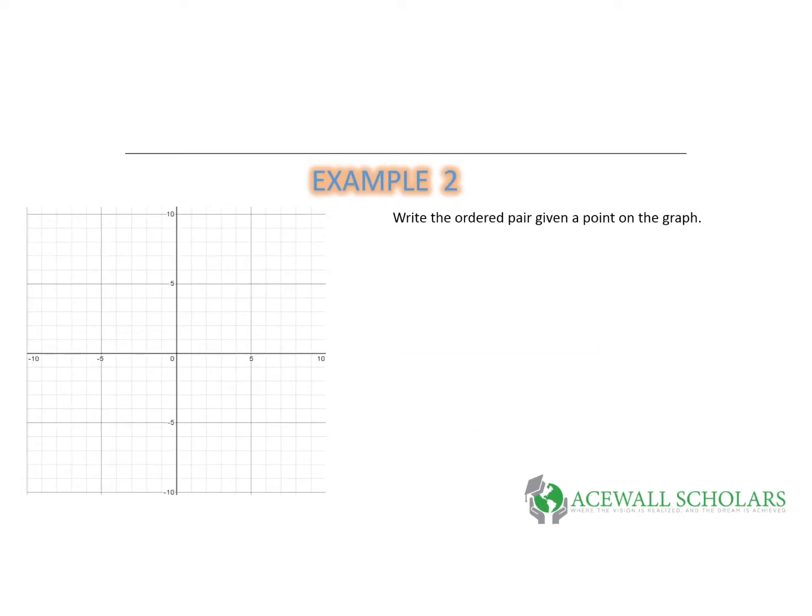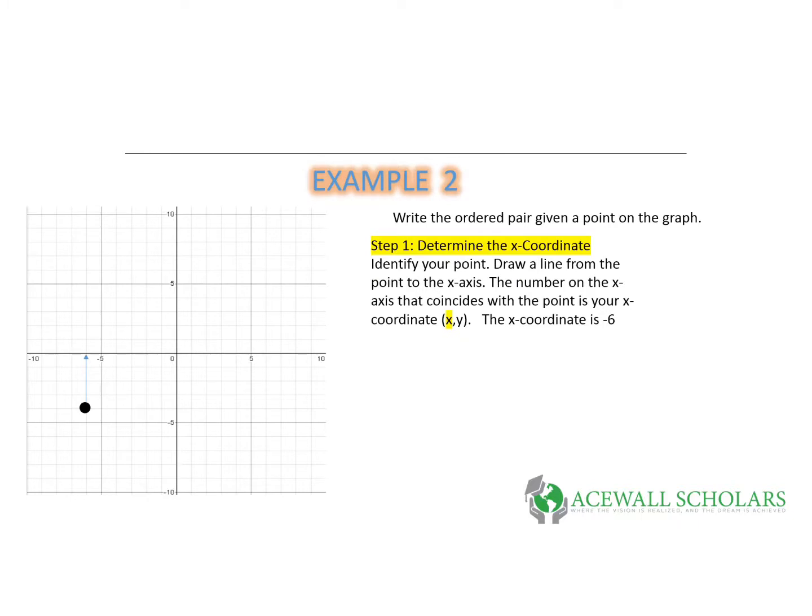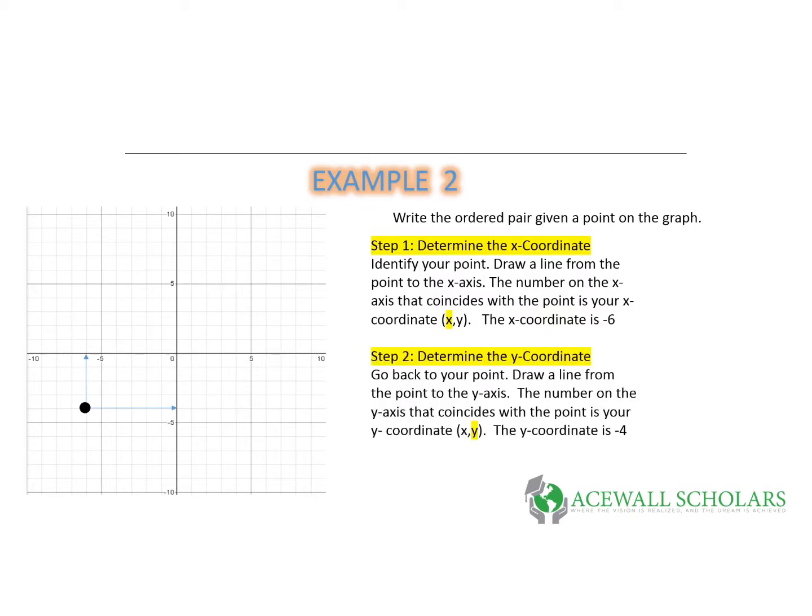Now for example 2, we will again write the ordered pair given a point on the graph. The first thing we need to do is determine the x-coordinate. So identify your point, draw a line from the point to the x-axis. The number on the x-axis that goes with the point will be your x-coordinate, and the x-coordinate in this case will be -6.